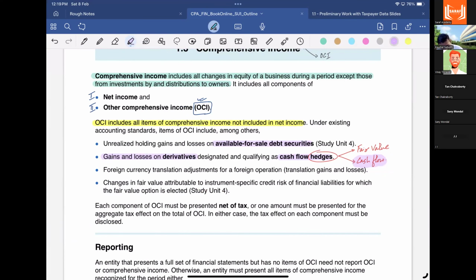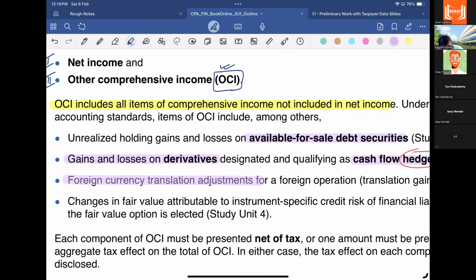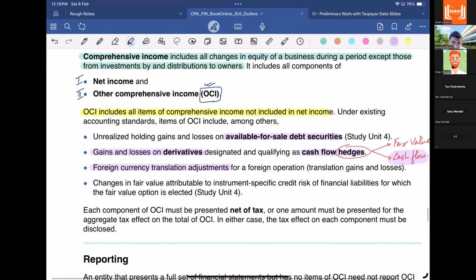और क्या, सर फॉरेन करेंसी ट्रांसलेशन एडजस्टमेंट, कोई भी गेन्स और लॉसेस जो कि फॉरेन करेंसी ट्रांसलेशन एडजस्टमेंट में आता है वो भी हम यहाँ पे लेंगे, इनकम स्टेटमेंट में नहीं लेंगे. और क्या, let's say the changes in the fair value attributable to instrument specific credit risk for the financial liabilities. Okay, instrument specific credit risk, financial liabilities.